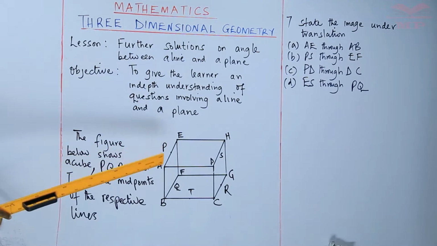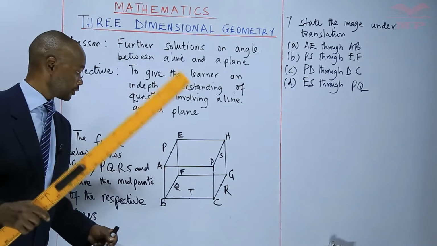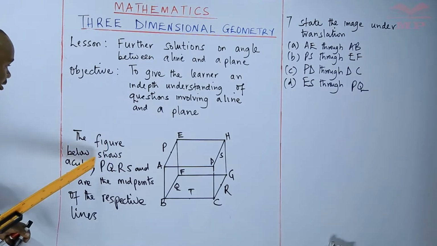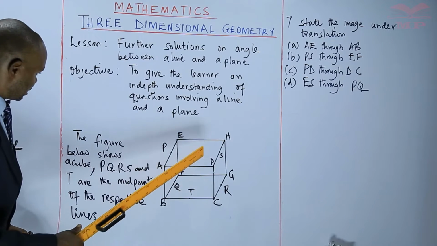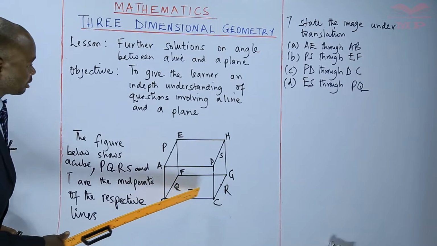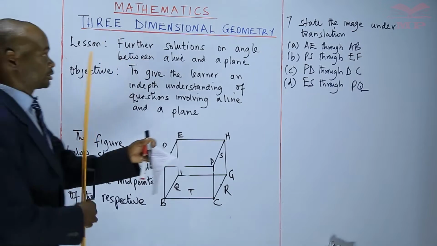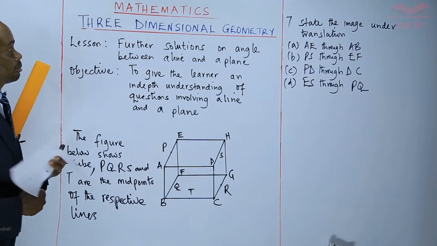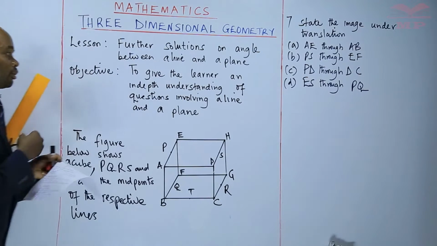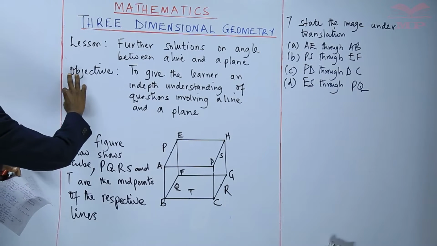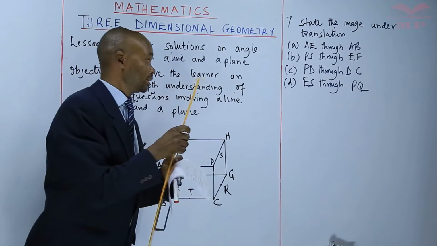This is the cube shown. The figure below shows a cube PQRS, and T are the midpoints of the respective lines. For number 7, state the image under translation. To translate is to move. Like if I have this point, I can translate it, moving it through a certain distance.